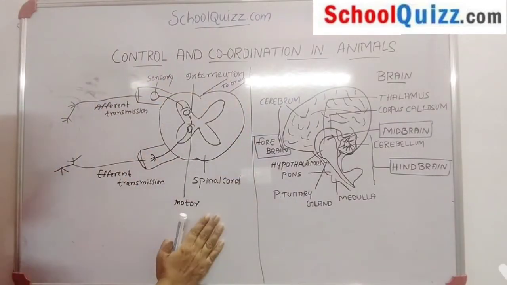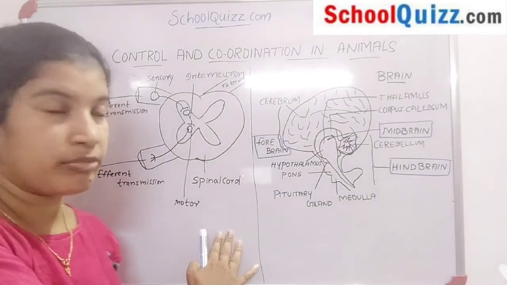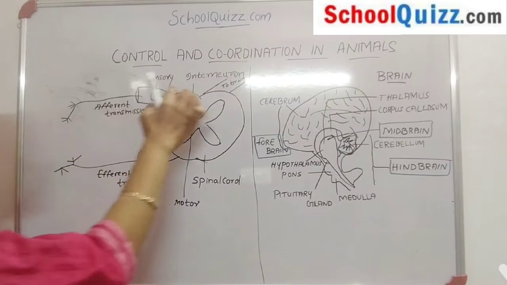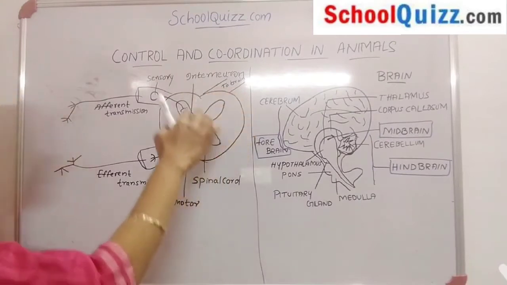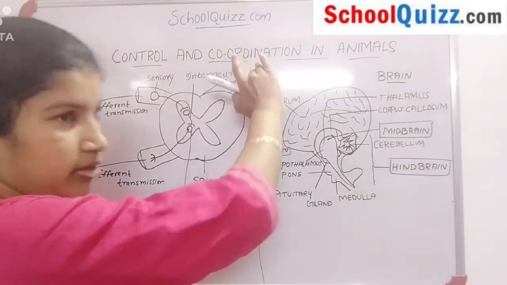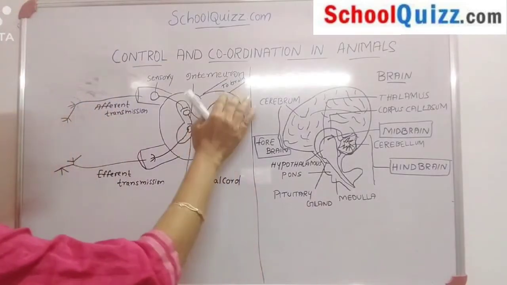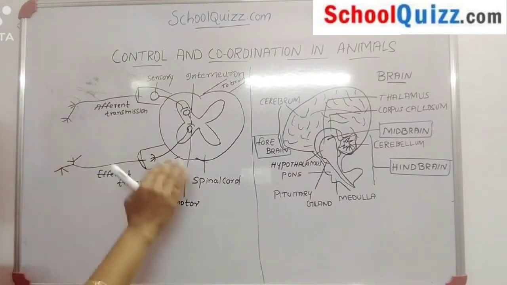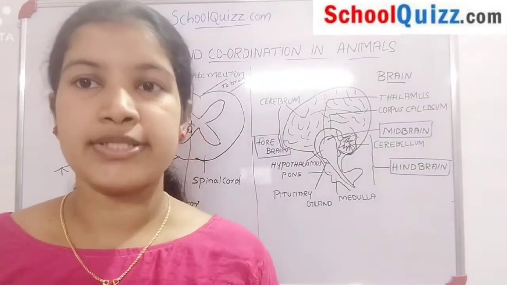This diagram shows how control and coordination take place with the help of the spinal cord and brain. Here the receptor is present, and from the receptor the message reaches the sensory neuron and it reaches the spinal cord. This transmission is called afferent transmission, and from here the message is delivered to the brain. In the brain, the thought process occurs. The message comes back to the spinal cord and moves to the motor neuron. It is transmitted to the effector cell. This transmission is called efferent transmission. This is how control and coordination in animals occur.